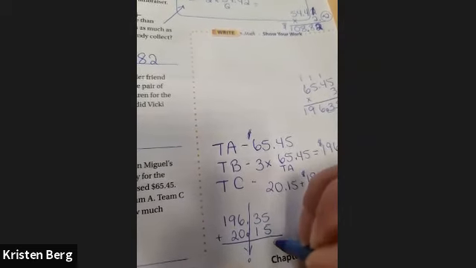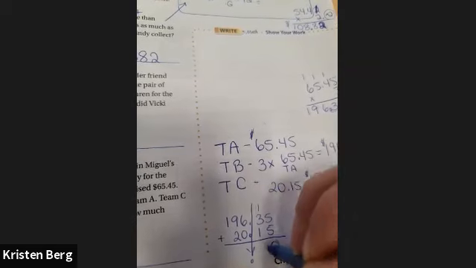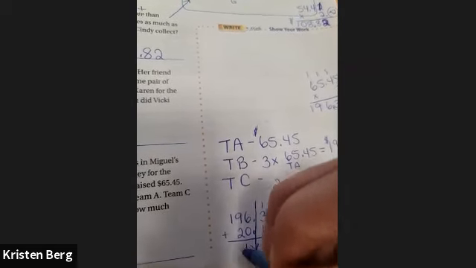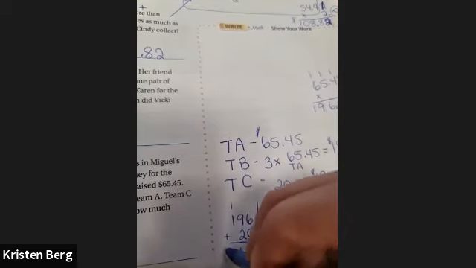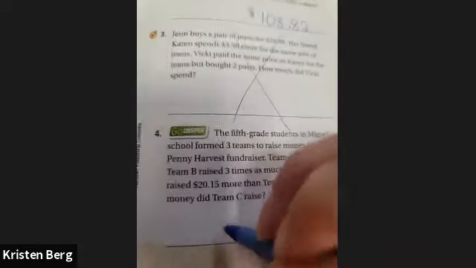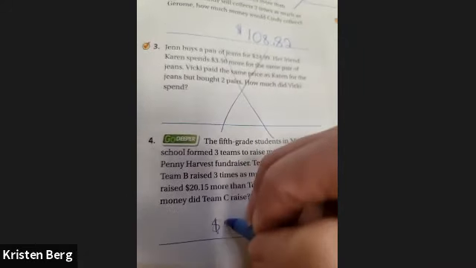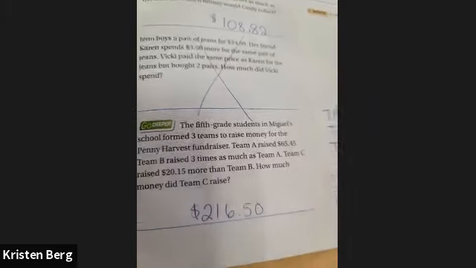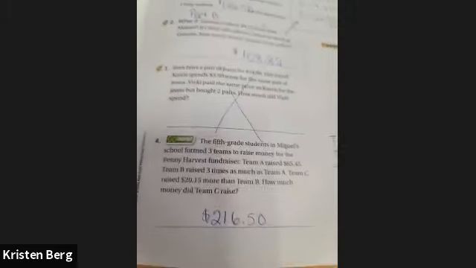5 plus 5 is 10, carry your 1. That would be a 5. This would be 6. 9 plus 2 is 11, carry your 1. And then 2. So that one would be $216.50. And that is how much Team C raised.